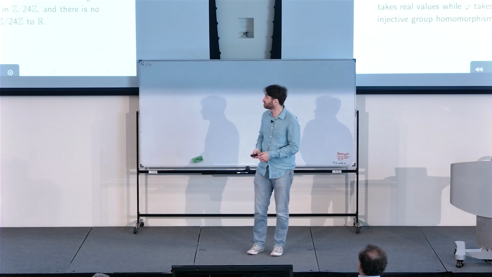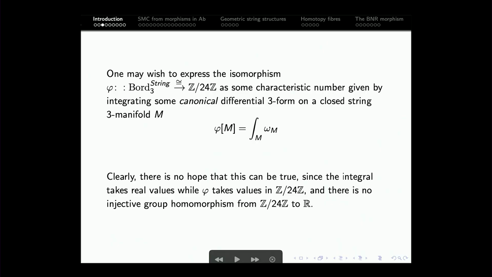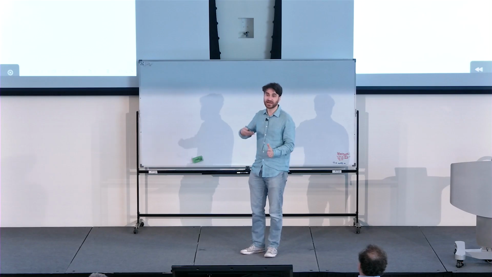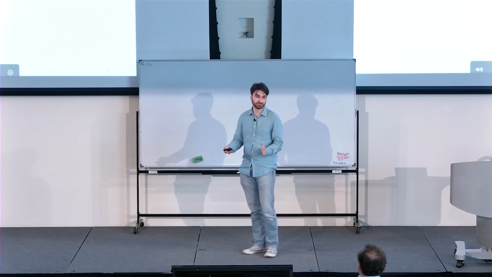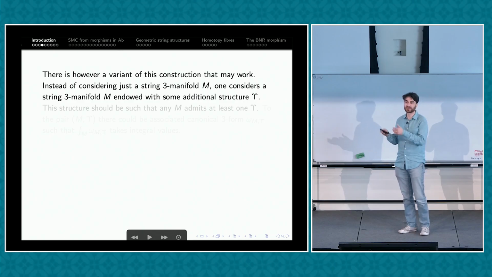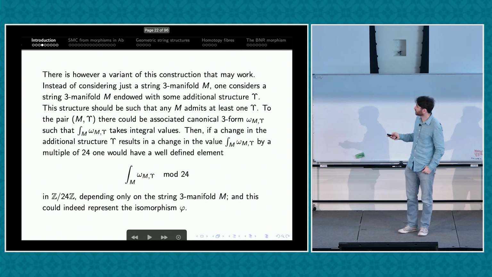And a variant that may work is, okay, we do not just use the string structure, we use some additional thing. In this first slide, I will keep it completely generic. So it's just that Y there. So I take a string structure, I endow it with an additional datum Y. And now, to the pair M with Y, I associate a characteristic class, so some characteristic three-form. And now I can perform this integral.